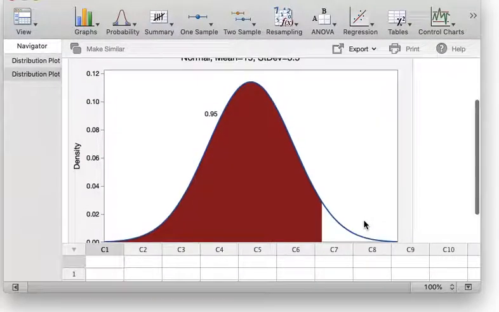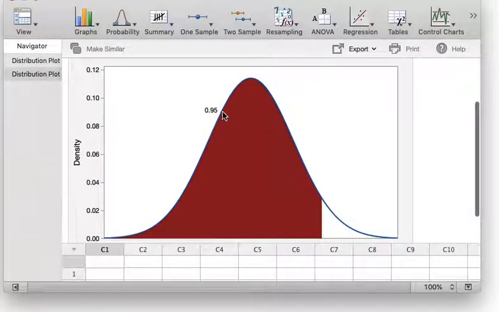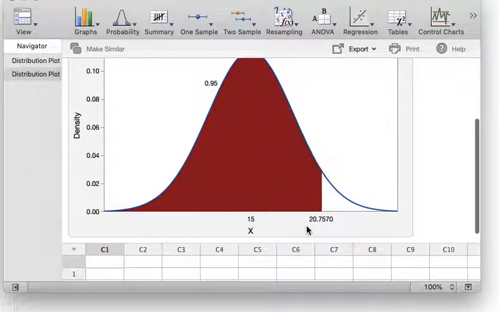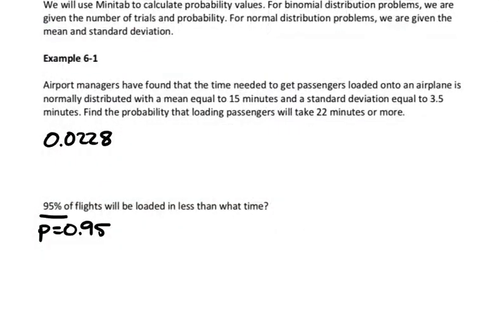Now this time, the 0.95 is what appears above the red shaded area. To find my answer, I look on the x-axis of the graph. And I can see here that my answer is going to be 20.757. So identify where the problem wants you to round and enter your answer. So in this case, if it was to the nearest tenth, it would be 20.8. And that is time in minutes.